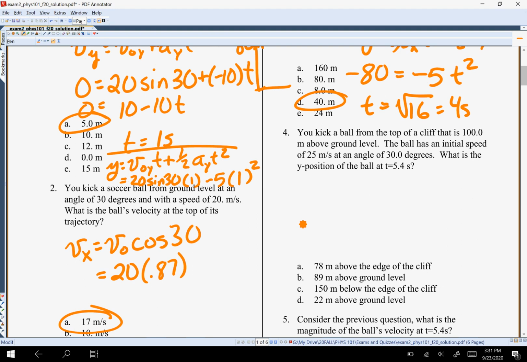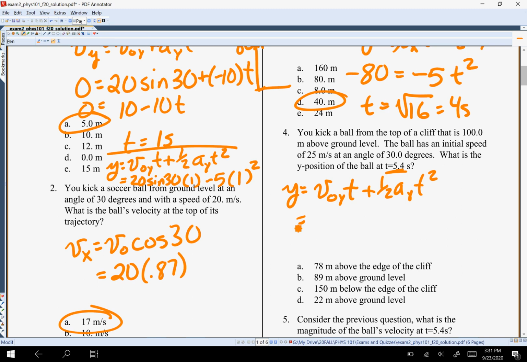Kick a ball from the top of a cliff that's 100 meters above ground level. The ball has an initial speed of 25 meters per second and an angle of 30 degrees. What is the y position of the ball at t equal 5.4 seconds? Well, the key here is that I give you the time. And since I've given you the time, it makes this problem a lot less complicated because I can just use this parametric equation, y equals V naught y t plus 1/2 Ay t squared, in order to find the position at t equal 5.4 seconds. Otherwise, I know everything that I need to find y.